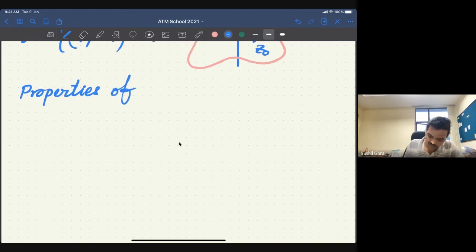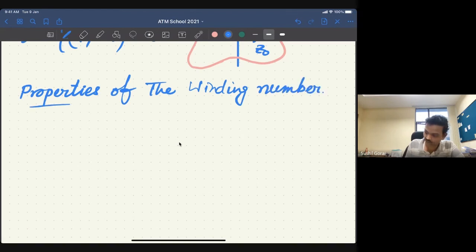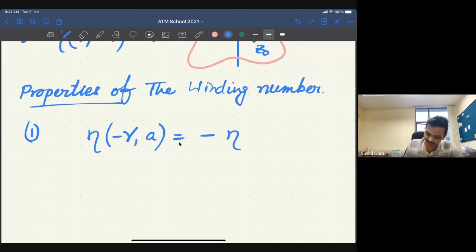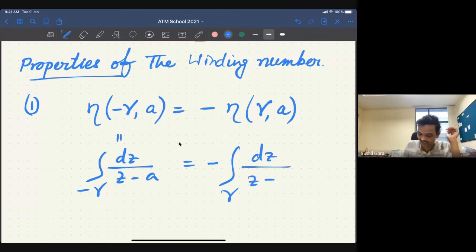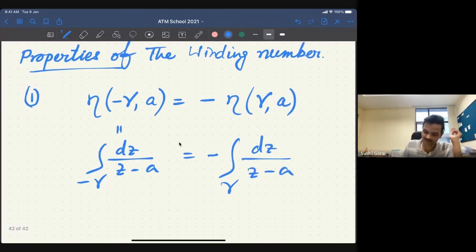All right, so a few properties of the winding number. The first one: the winding number of minus gamma at A is nothing but minus the winding number of gamma with respect to A. The proof is very clear. We have done the integral. This is integration over minus gamma of dz by z minus A, which we already know is minus the integral over gamma of dz by z minus A. So hence the proof.